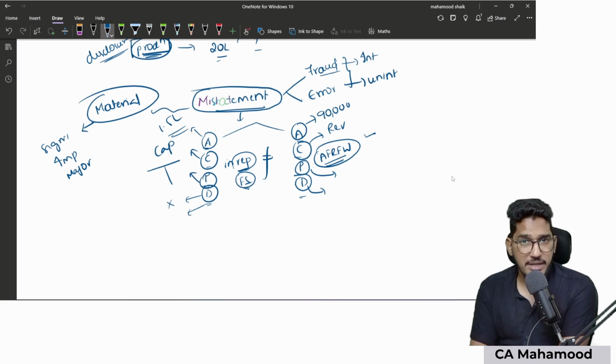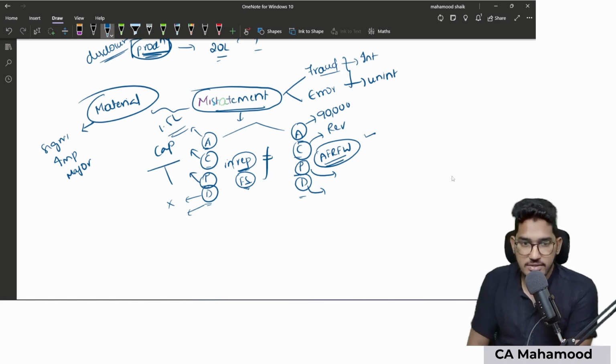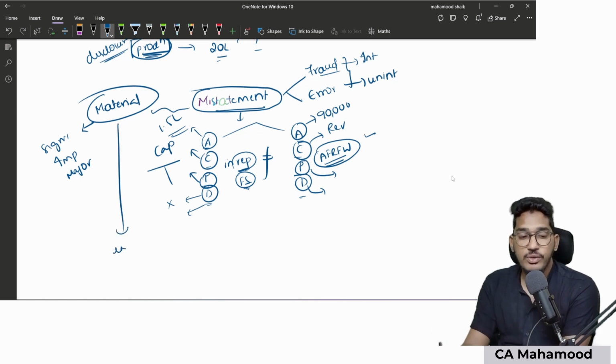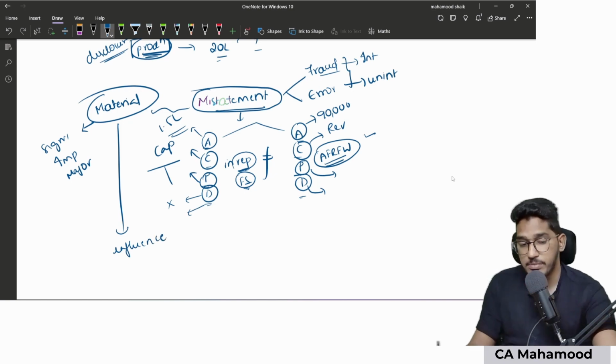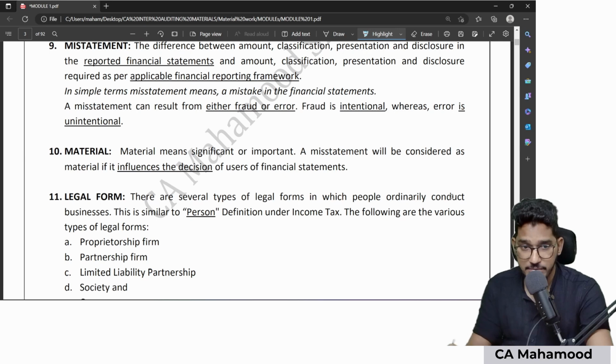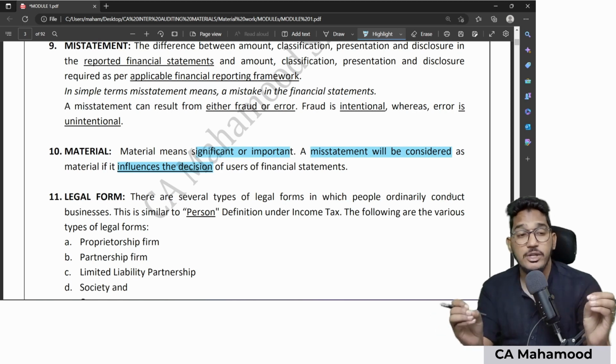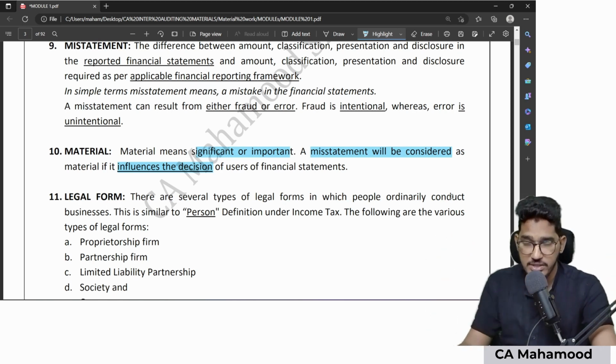When we call a misstatement material, there is no exact definition, but what the standard has suggested is that a misstatement will be considered as material if it could influence the decision of users of financial statements. How has the term material been defined? Material means significant or important. A misstatement will be considered material if it has the capacity to affect the decision of users of financial statements.